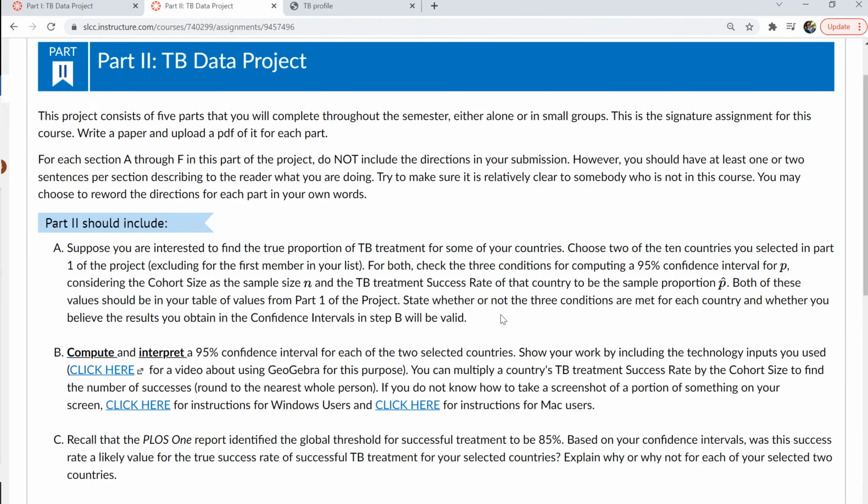Note that depending on the country that you have, you may find that you do not pass the 3 conditions. If that is the case, or if you do pass all conditions, then make sure that you verify that and explain to the reader that either you will trust the confidence intervals you're about to calculate in step B, or you will not trust them.